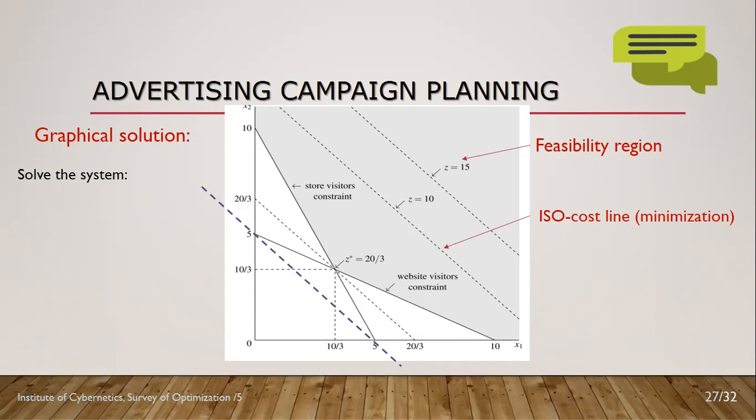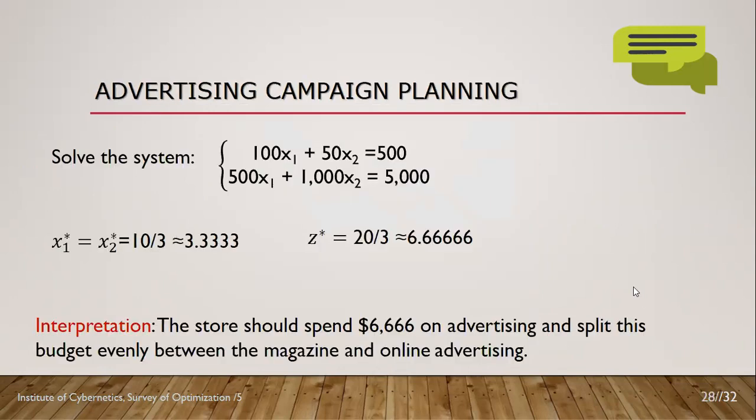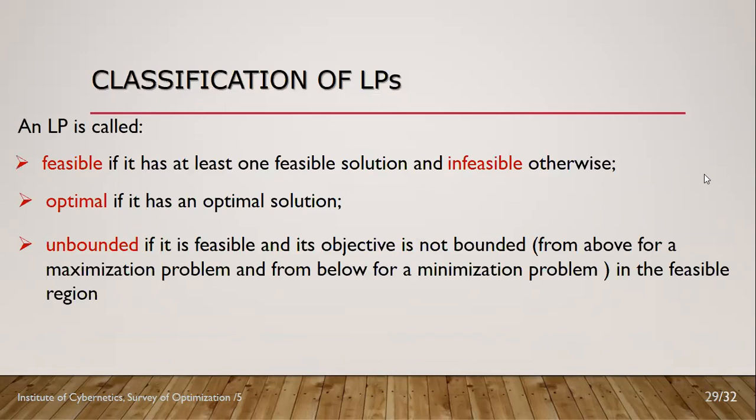Here, actually, the next slide shows the solution, how we found the values of 3,333 and the expenditure objective of 6,666. So the interpretation of the results is such that the store should spend $6,666 on advertising and split this budget evenly between the magazine and online advertising.